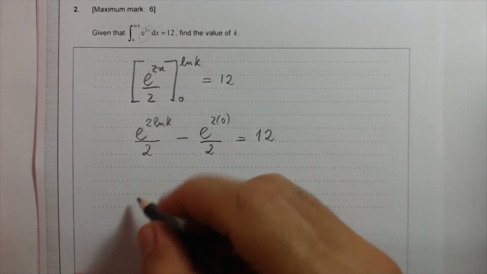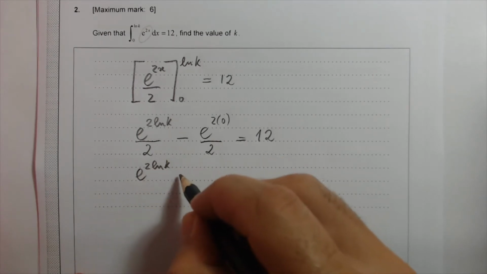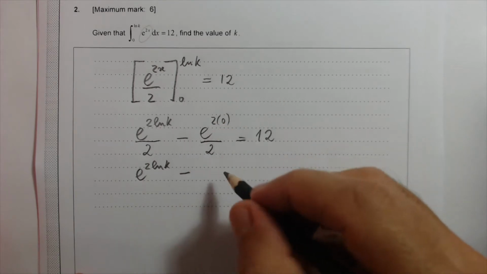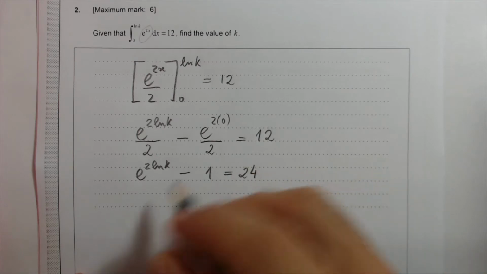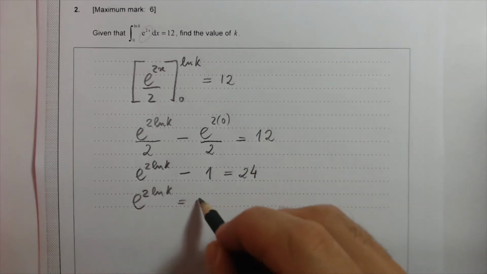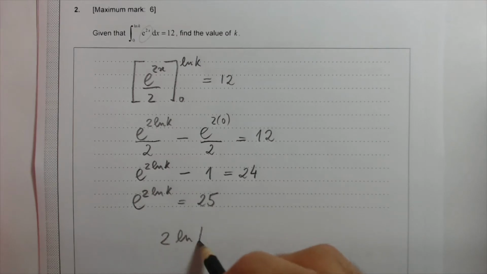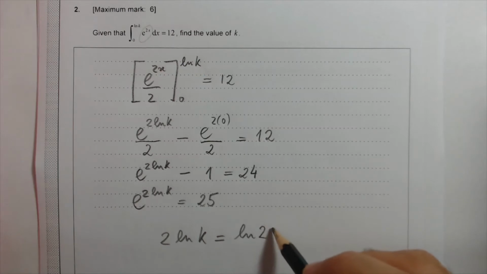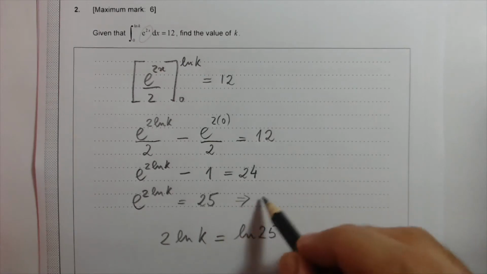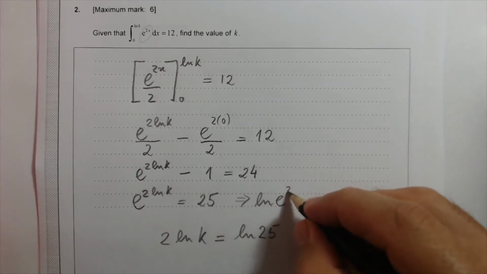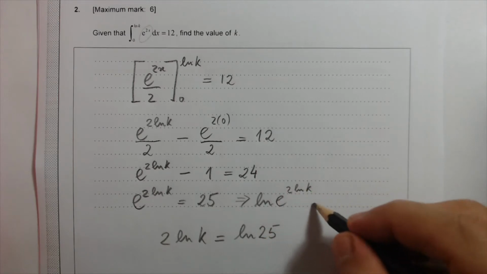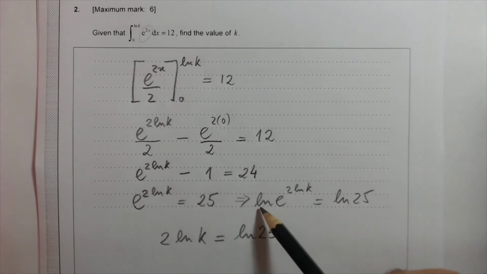We can multiply the whole equation by 2. e to the 2 ln k minus e to the 0, which is 1, equals 24. Then e to the 2 ln k is equal to 25. Here we can say that 2 ln k is equal to ln 25. The reason for this is that we can apply ln to both sides of this equation. Then when you do ln of the exponential, these things cancel out because the 2 ln k comes to the front. ln e is 1, so that's why we get 2 ln k equals ln 25.